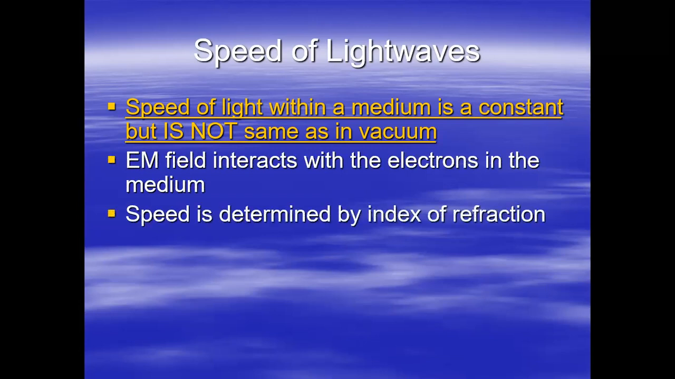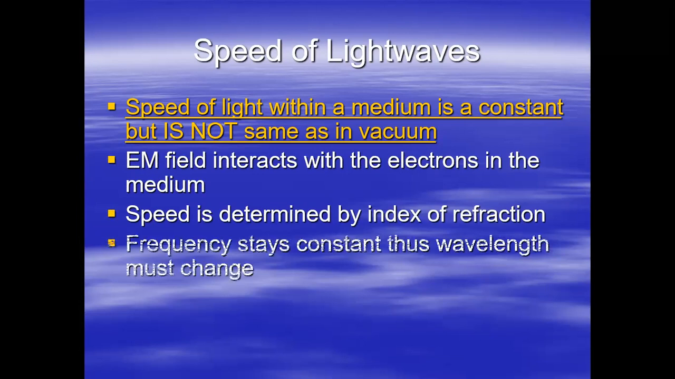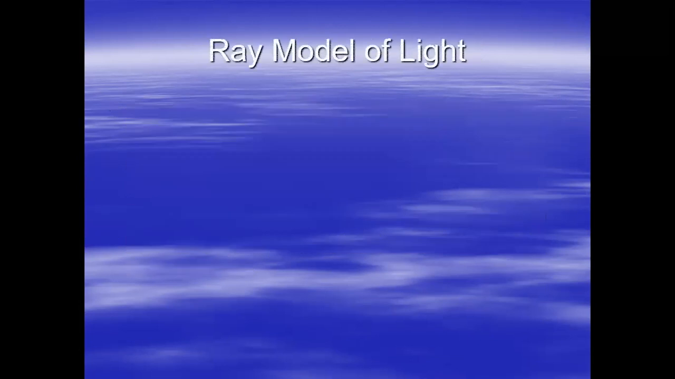Now, how fast light goes in a medium is determined by something called the index of refraction. And the index of refraction is just the ratio of the speed of light in vacuum, which is a constant, 3 times 10 to the 8th meters per second, to the speed of light in the material. Okay, so it's a fairly straightforward calculation.